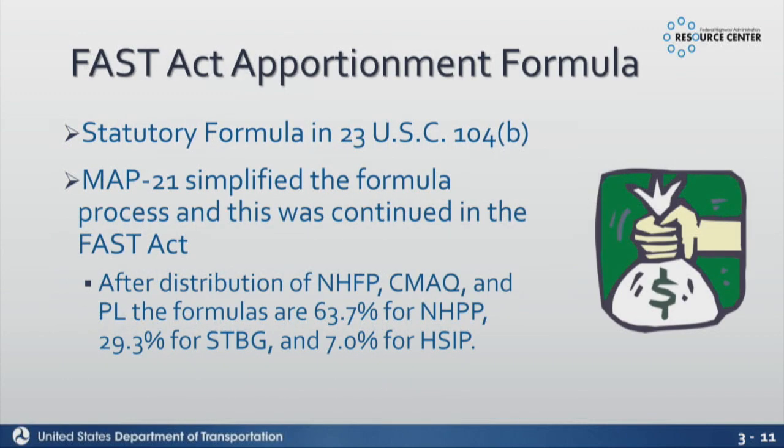All right. So the FAST Act apportionment formula, like I said, under MAP-21, we had 13 different formulas. Now we are down to just one. After distribution of the freight, CMAQ, and public planning funds, the formula you can see there. I won't go into great detail, but that's basically the breakdown of how the funds are apportioned.